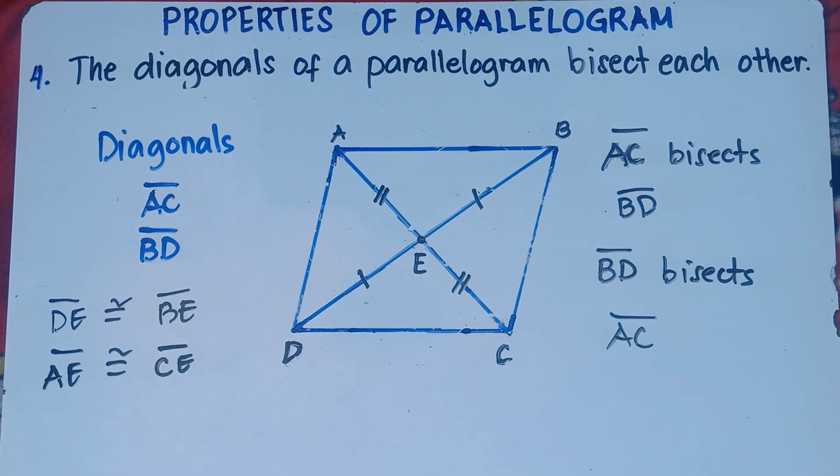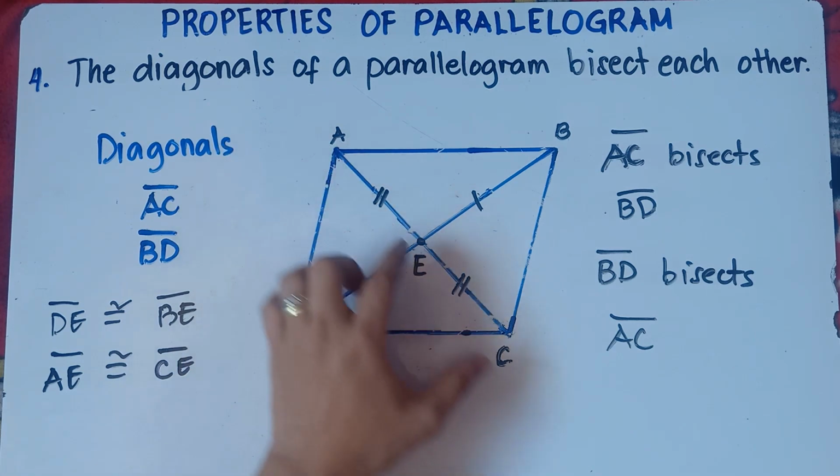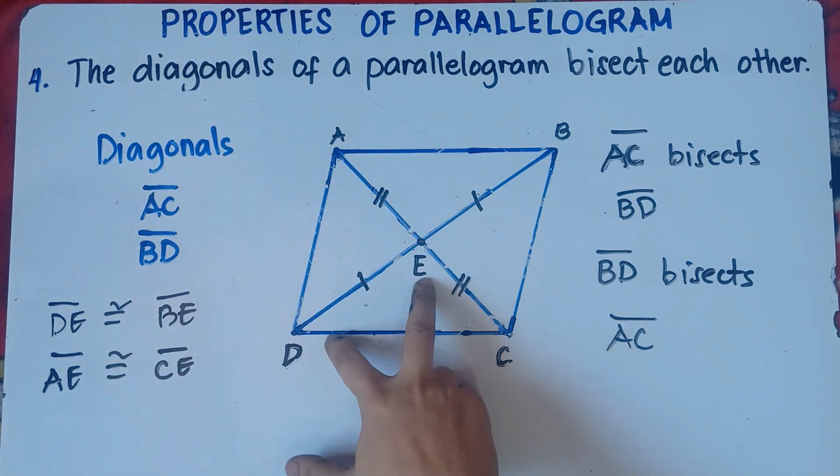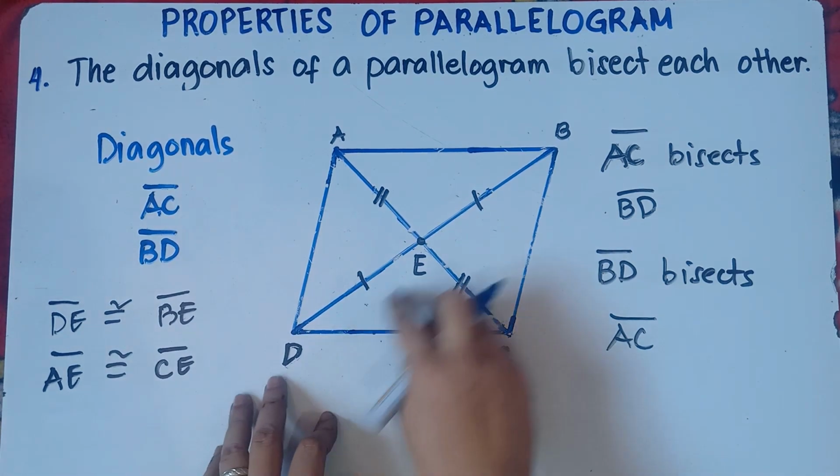So that's the thing there, class. Because they bisect each other, they cut themselves into two equal parts. So this line AE is congruent to this line. This line DE is congruent to this line. Let's give an example, class. What if DE is equal to 8?